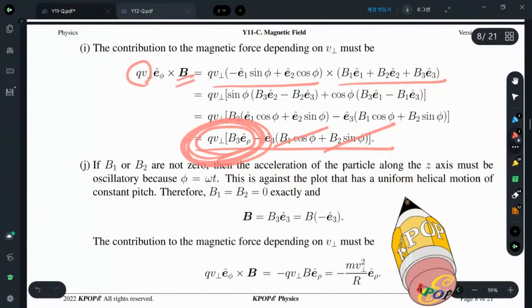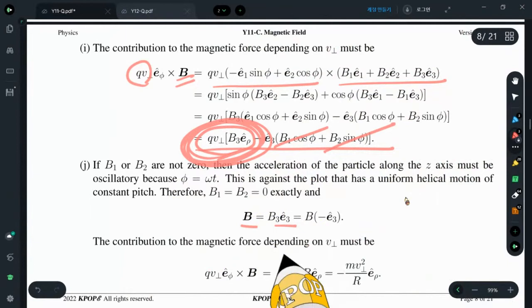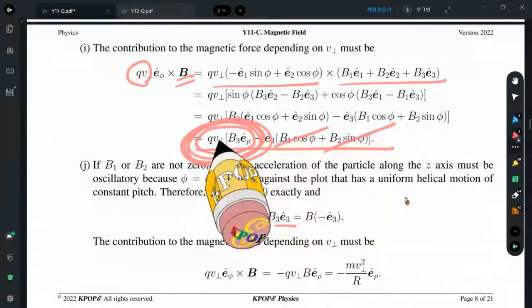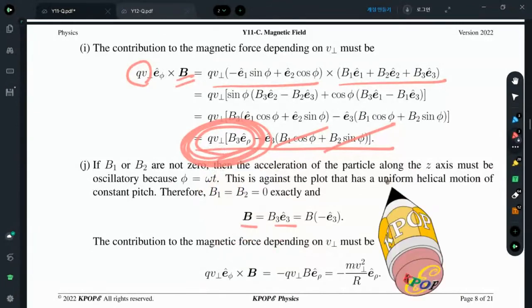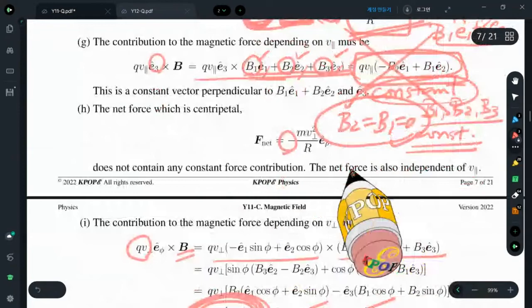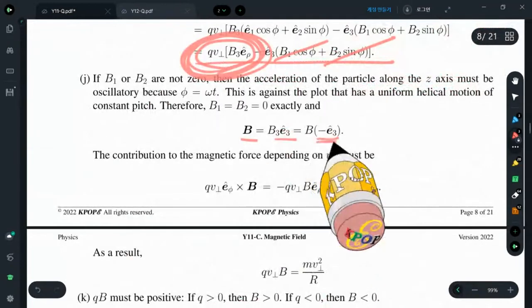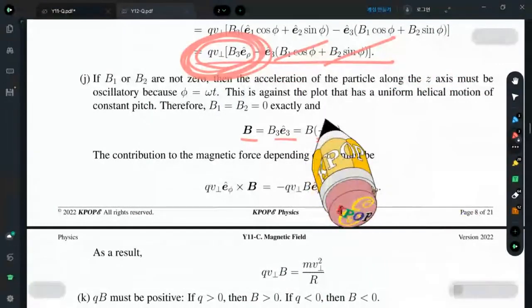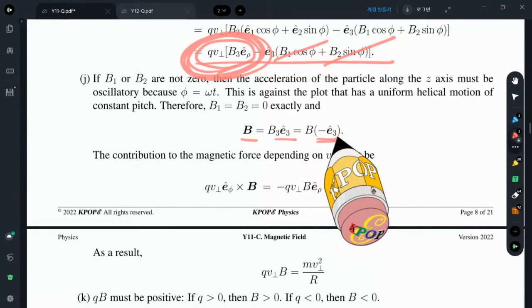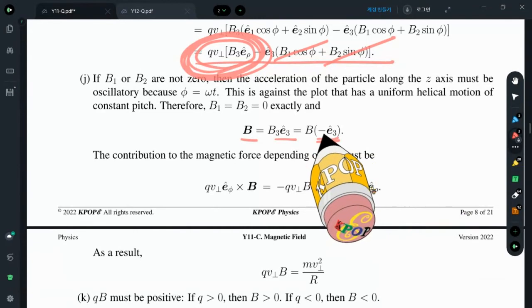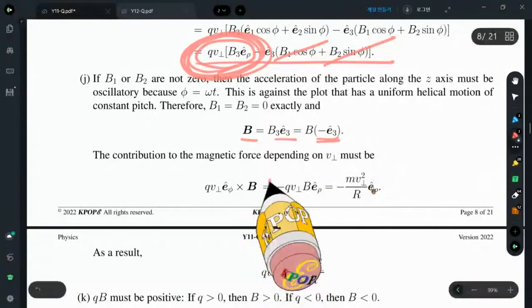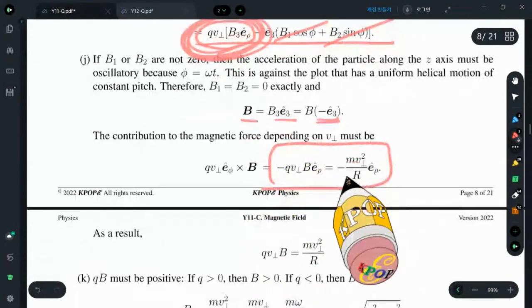By the way, if we write it in this way, the result is a positive sign, QV perpendicular B3. However, in here we have a negative sign on it. So it's better to choose the basis vector along the opposite direction of the z-axis, the negative z-axis, to be the basis of this.